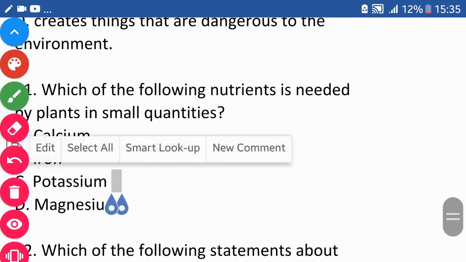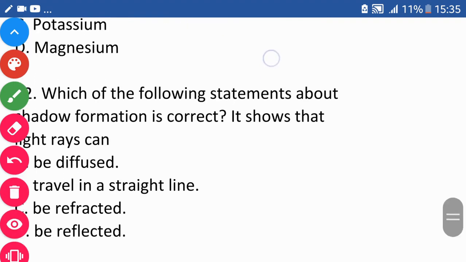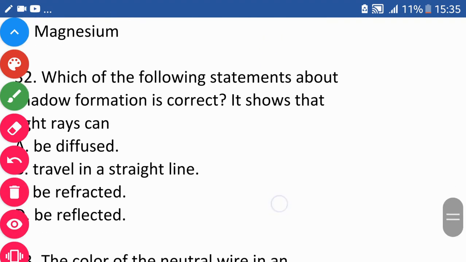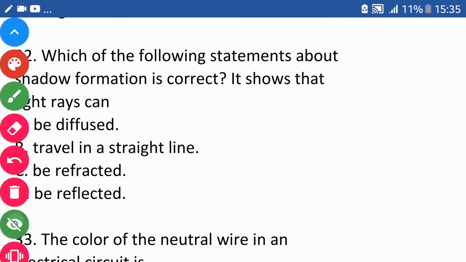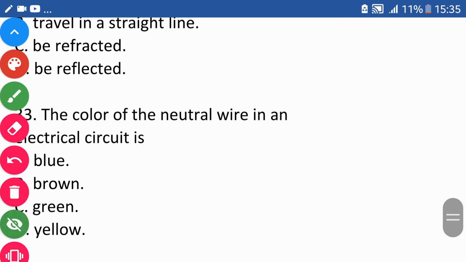Which of the following nutrients is needed by plants in small quantities? Iron. Iron is a micronutrient. Calcium, potassium, magnesium are major nutrients. Which of the following statements about shadow formation is correct? It shows that rays travel in a straight line. 33. The color of neutral wire in an electrical circuit is blue. Neutral wire, blue.